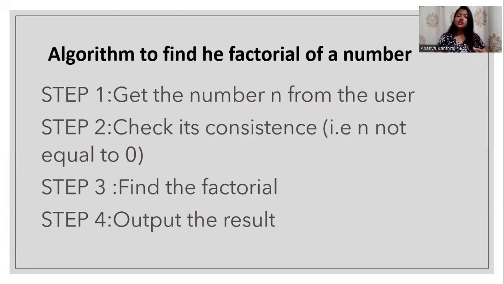Next, let us look into the algorithm to find the factorial of a number. Step 1, get the number from the user. Step 2, check its validity, that is n not equal to 0. Step 3, find the factorial of the number. Step 4, output the result.